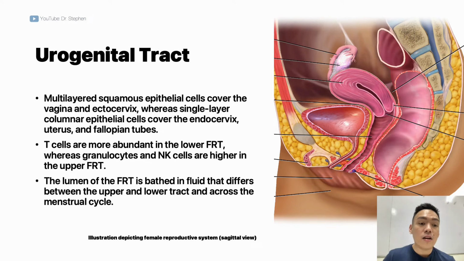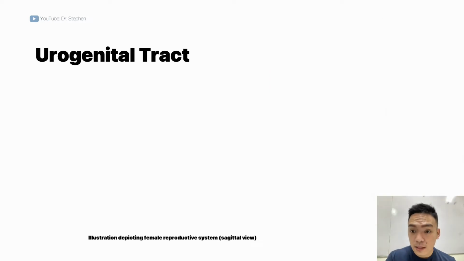T cells are more abundant in your lower female reproductive tract, while granulocytes and natural killer cells are higher in the upper female reproductive tract. The lumen of your FRT is bathed in fluid that differs between the upper and lower tract and across the menstrual cycle.